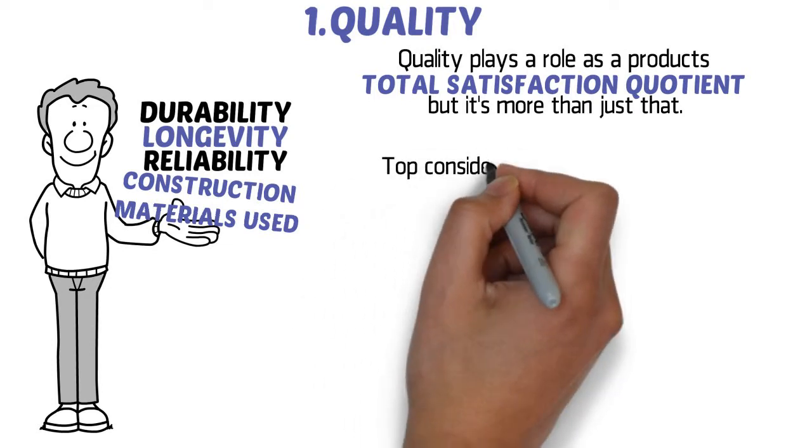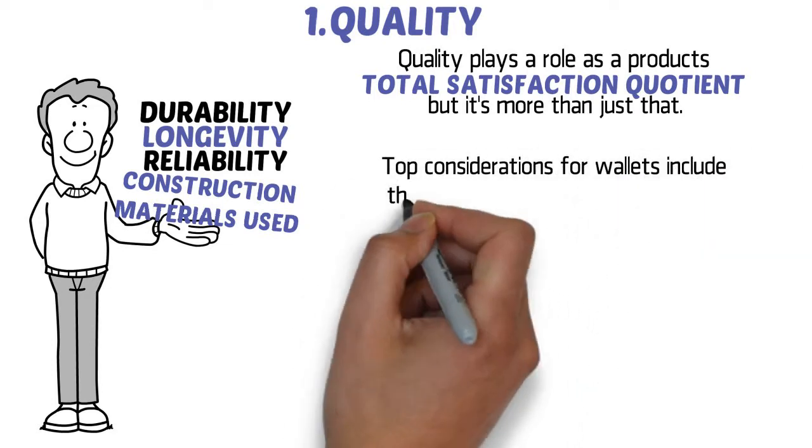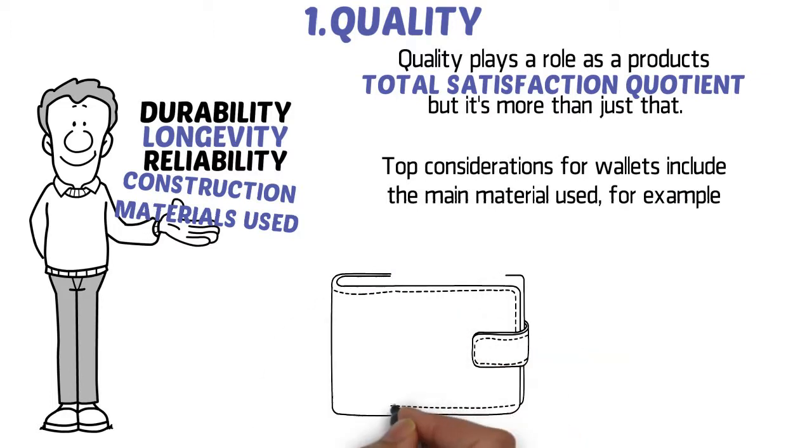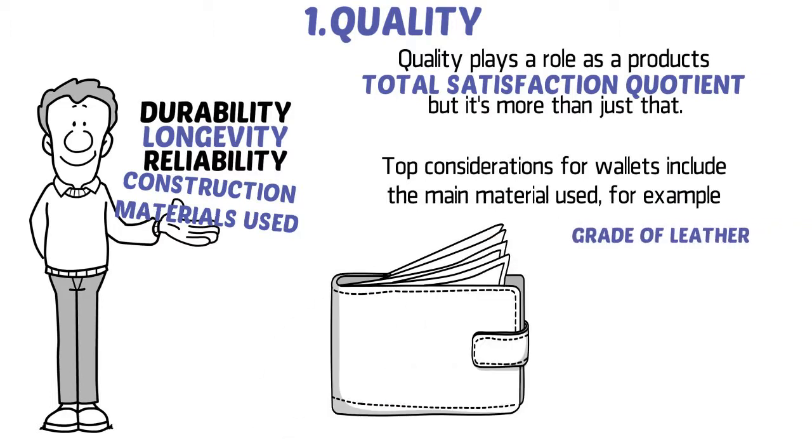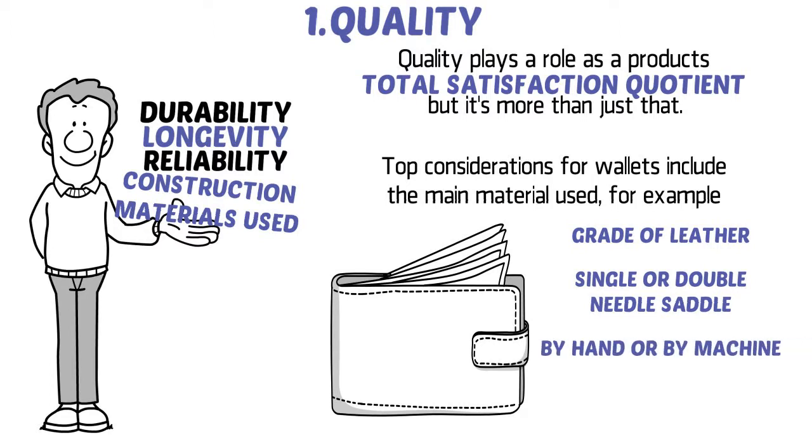Top considerations for wallets include the main material used. For example, a leather wallet would be what grade of leather was used. Was the sewing single or double needle saddle stitched? Was it done by hand or by machine? Are the edges burnished, painted, or turned edge?